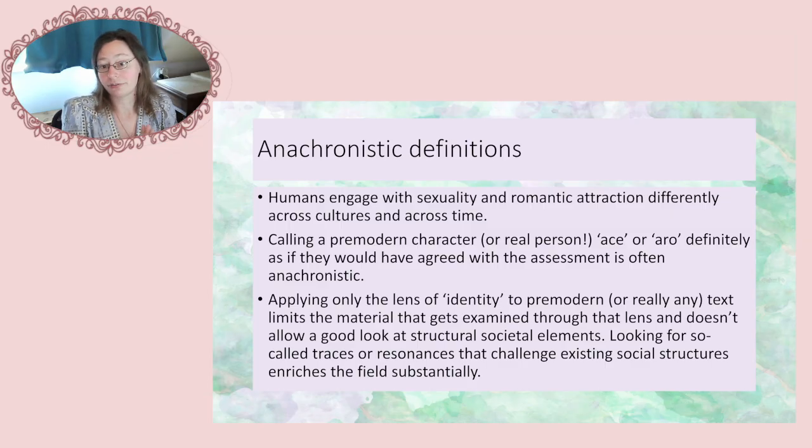There's also a point where if you look at text through just the lens of identity, like, is this character Aspec or not, you lose out on everything related to these concepts that may be explored in books where the characters are not explicitly Aspec. So we're not looking for characters who are going, yeah, I'm Ace or I'm Aro. We're not looking for those. We're looking for books and narratives that have traces or resonances to challenge the existing social structures and social ideas around sexuality and romantic ideals.